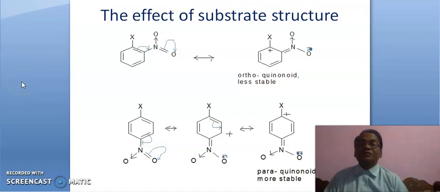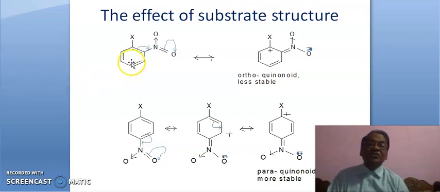First of all, we see the effect of substrate structure. Suppose it is chlorobenzene and a nitro group is attached at the ortho position. Here this pi bond will break in this fashion. Why? Oxygen is more electronegative than nitrogen. Moreover, you can say oxygen is the second highest electronegative. Fluorine is the first highest electronegative element and second is oxygen.